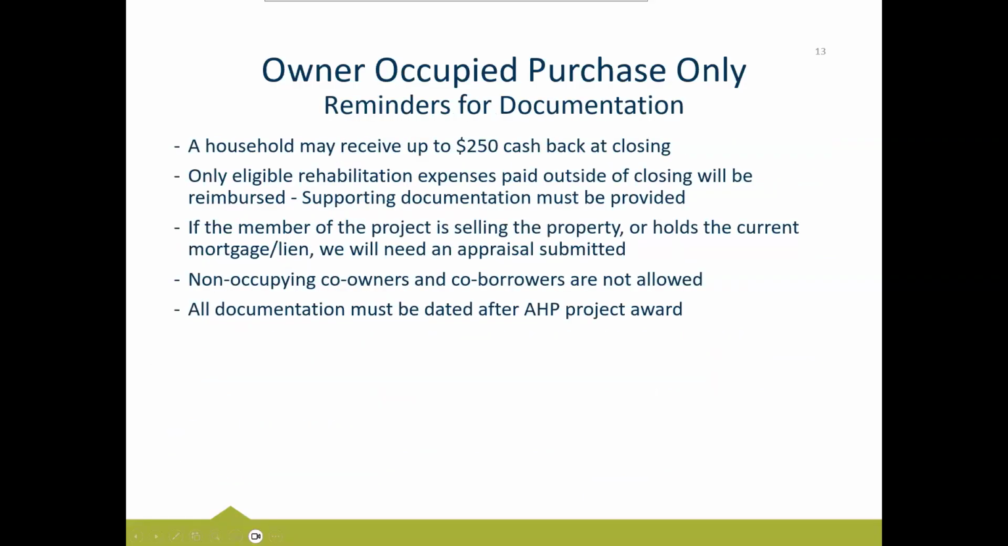Couple last things just about documentation in general. A household, so this is actually listed in Exhibit B of the implementation plan, but we re-emphasize it here. We used to have more issues with this. We've seen general compliance with this lately, so I'm not too worried about it. But just a reminder, a household can receive up to $250 in cash back at closing, but no more than that. If they receive more than $250 in cash back at closing, we may reduce the grant amount by the amount that exceeds $250.